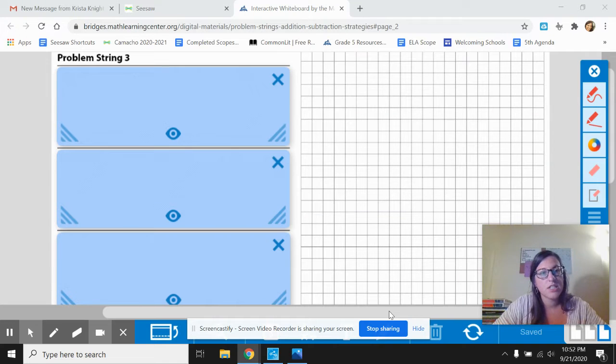Hello, mathematicians. Today, we're going to be working on adding and subtracting decimals through a problem string.